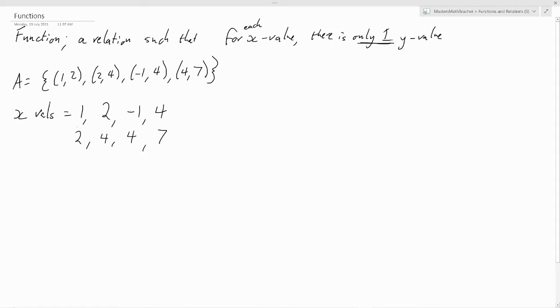And that's exactly right. So when x equals 1, y equals only 2. There is nothing more. When x equals 2, there is only 4. That's it. So this here, A, is currently a function. So A is a function.